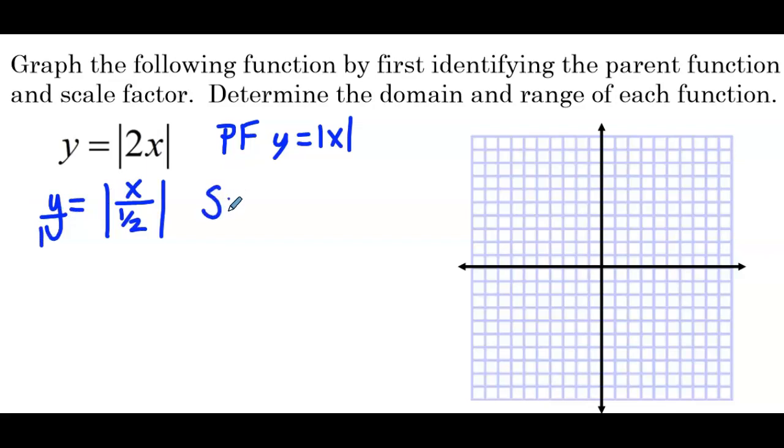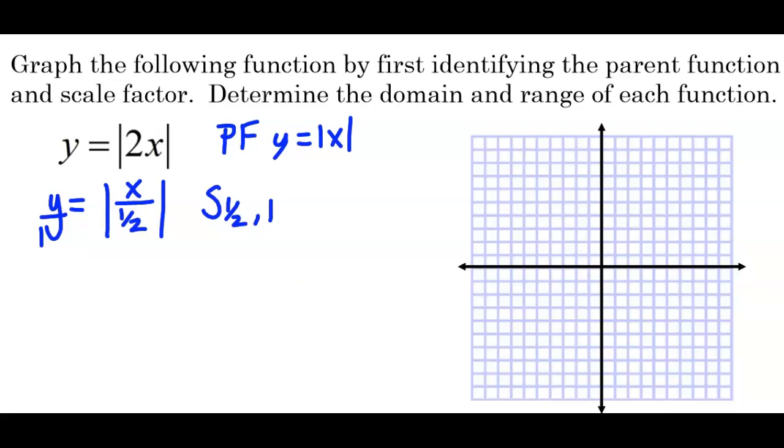So our scale factor is 1/2, 1. So if I was describing the scaling, there's a horizontal scaling. More specifically, it's a horizontal compression by a factor of 1/2. I'm making the x values smaller by 1/2.